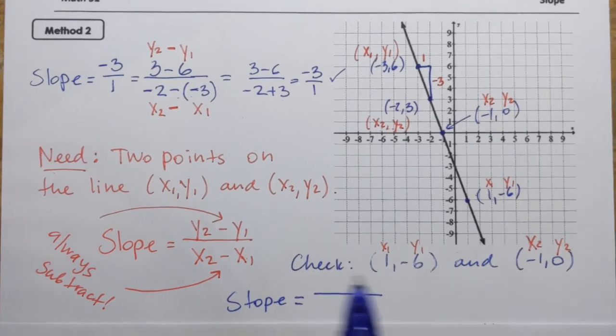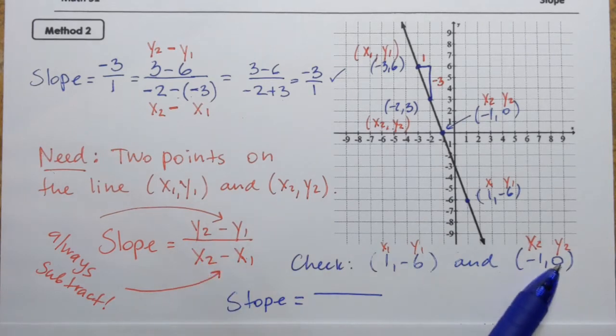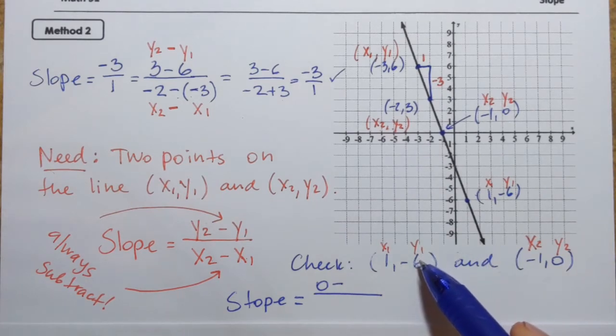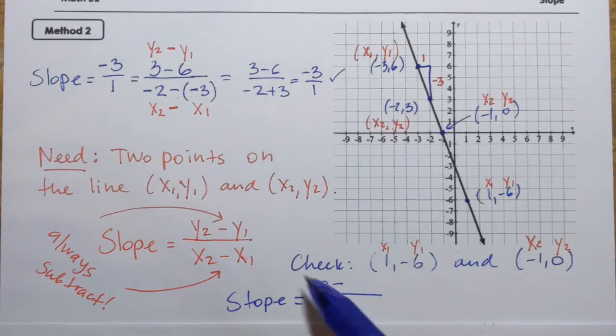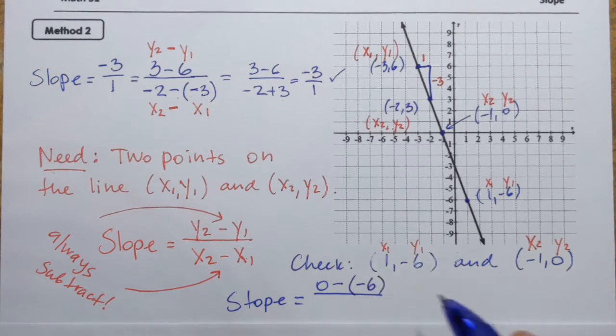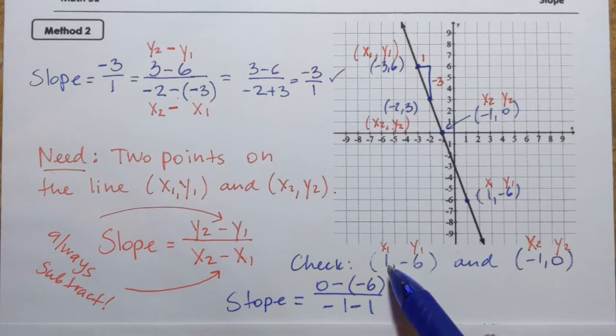Okay, let's calculate slope using the formula. So I set up the fraction. In the numerator, I should subtract the y coordinates, y2 minus y1. In this case, y2 is 0. Minus, and then y1 is -6. So this minus comes from the formula, so it says always subtract, but then y1, that coordinate is negative itself, so I'll have 2 negatives this way. And then in the denominator, I have x2 minus x1. x2 is -1, and x1 is 1. Minus 1. Minus from the formula, and then that 1 is the coordinate.